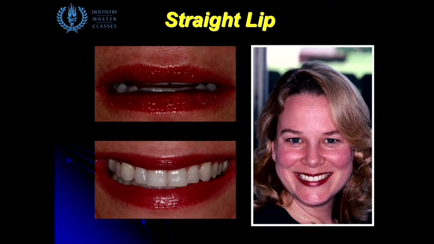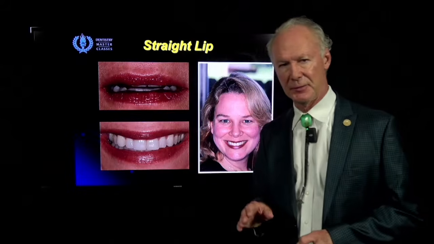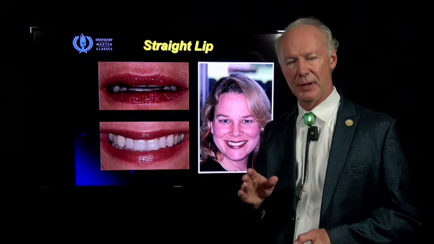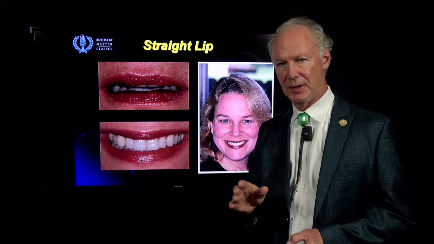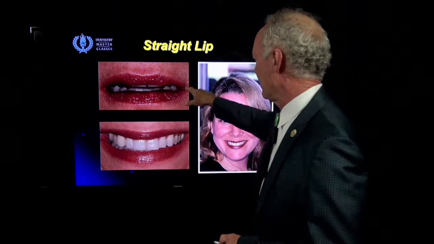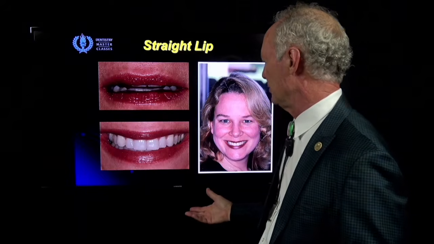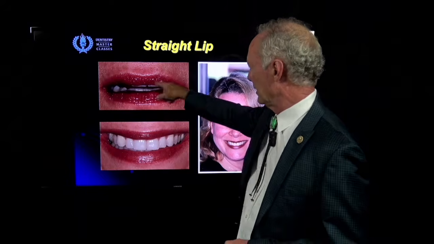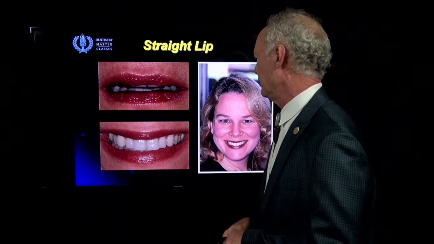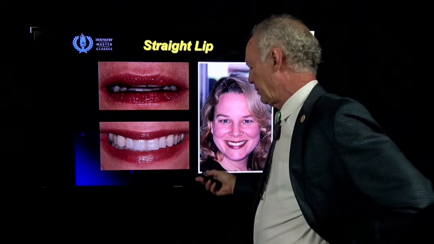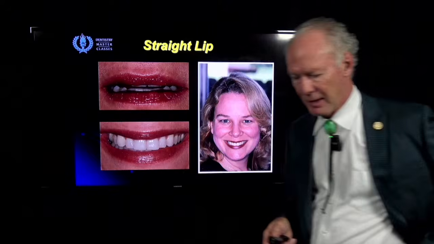All right, so there are three different types of lips, and I'm talking about lips in repose. You've got the flat lip, where there's minimum tooth display, but you should always have some tooth display. And so I'd like to see 1 millimeter to 2 of tooth display with lips in repose. We're going to talk in a minute.